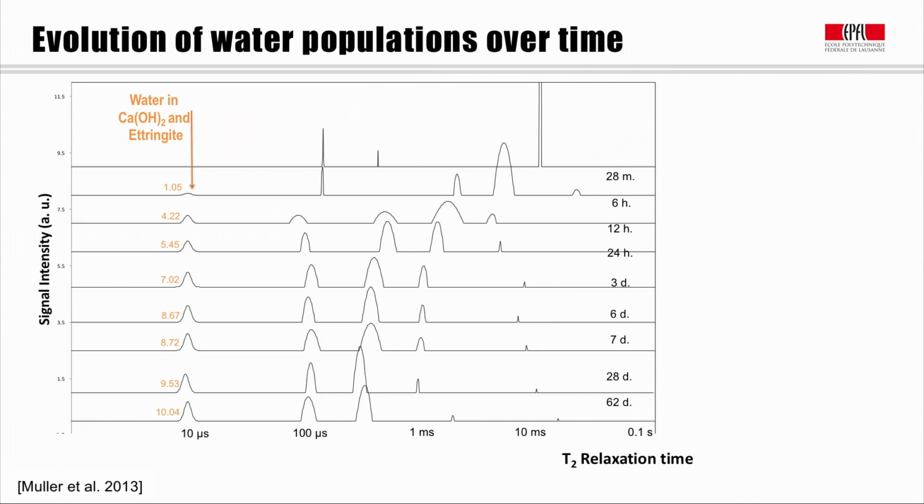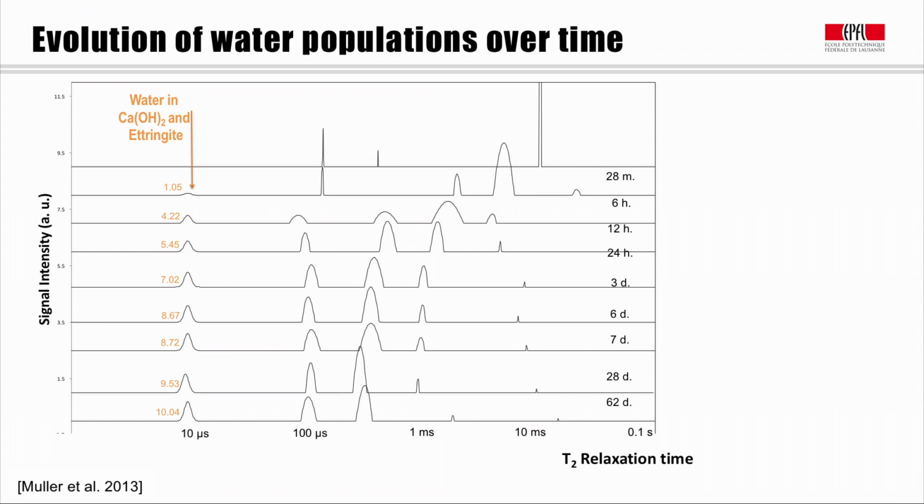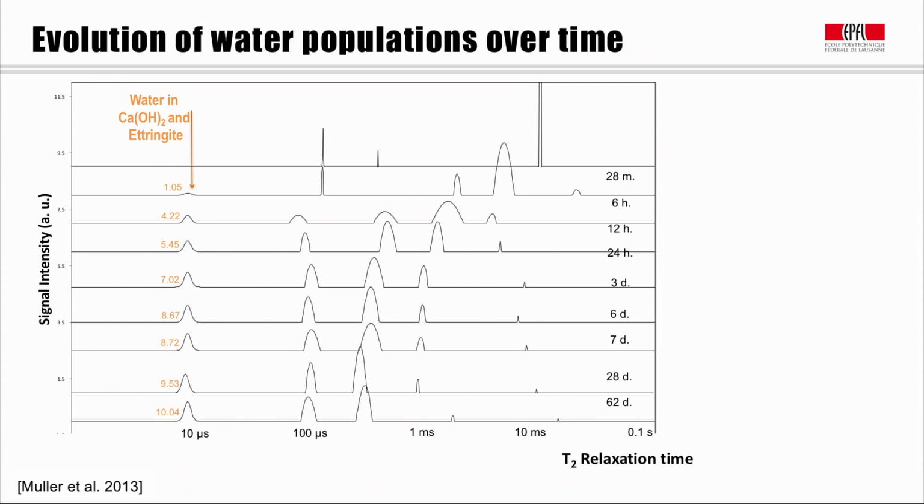These are results from the work of Arno Müller, and we can see how these spectra evolve over time. What we can identify in these spectra is different populations. We start with the one with the shortest relaxation time, and by analogy with this diagram here, the shortest relaxation time is expected to come with water that's firmly bound in crystals. And this we can show to be the case by quantifying the signal here. We can see that it corresponds to the water which is in portlandite and in ettringite.